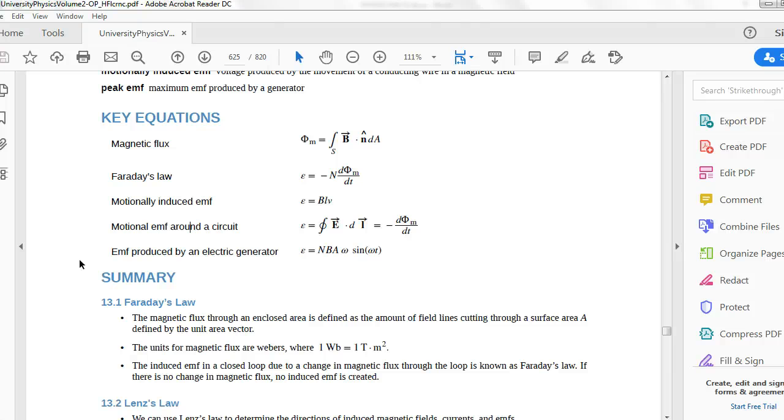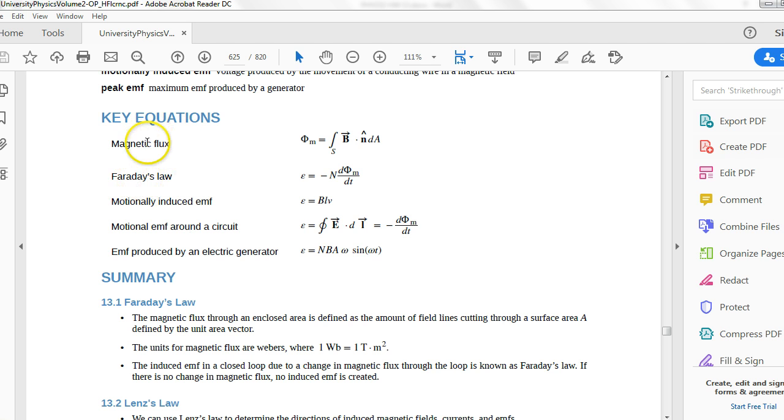What we're covering in Chapter 13 is magnetic flux, which, much like electric flux, is the integral over a surface of the magnetic field dotted with a normal to the surface, right? So we get this B dot n hat dA. And we'll get to magnetic flux over a closed surface later. That's an easy one. It's always zero.